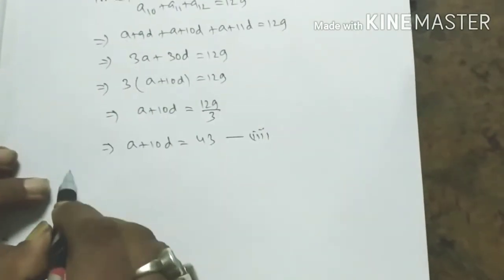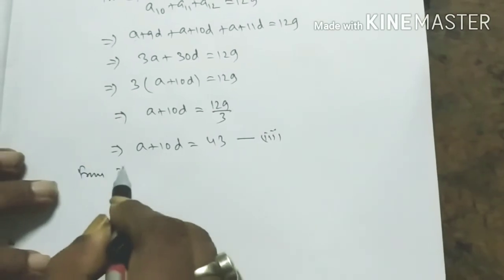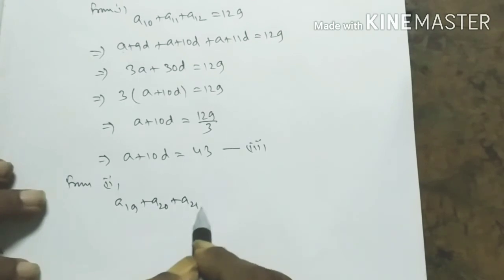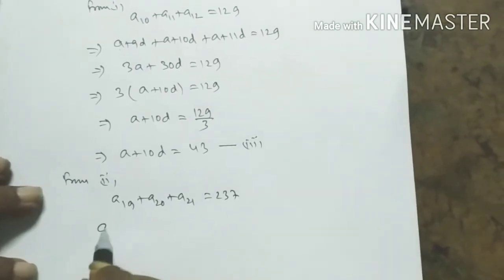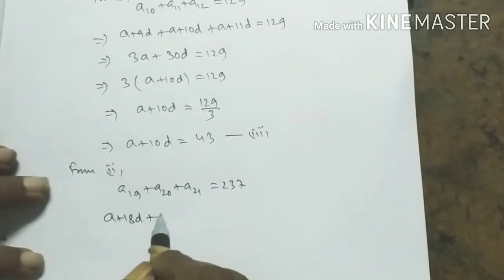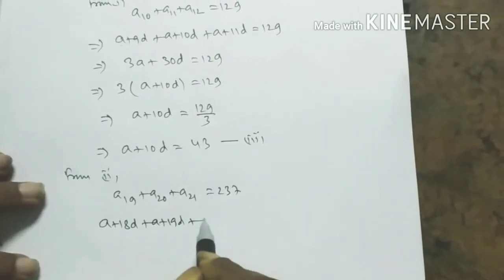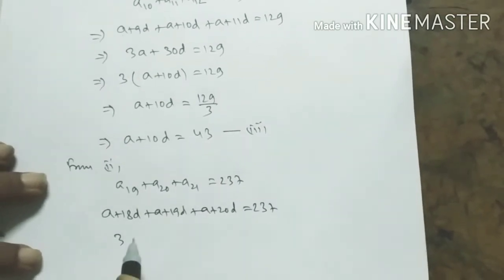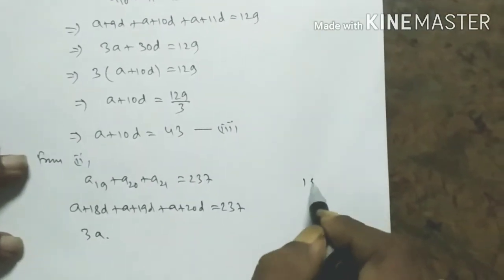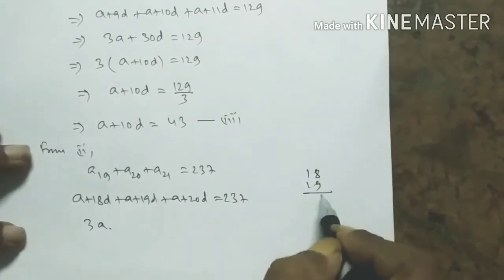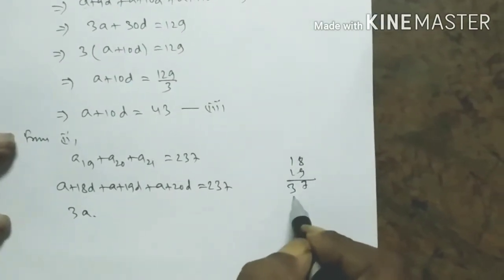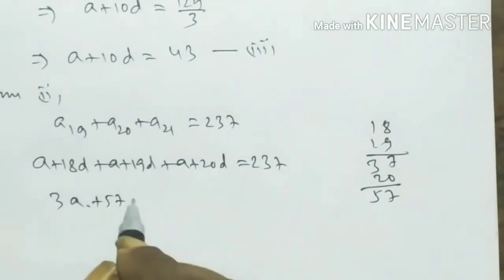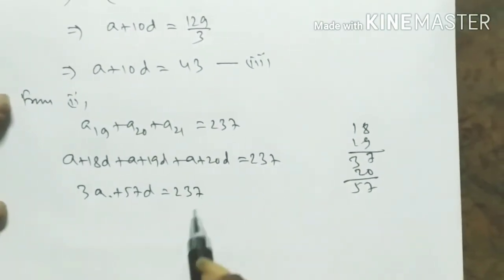Now from equation number 2, that is A19 plus A20 plus A21 is 237. A plus 18D plus A plus 19D plus A plus 20D is equal to 237. That is 3A plus, 18 plus 19 is 37, plus 20 is 57, so plus 57D is equal to 237.